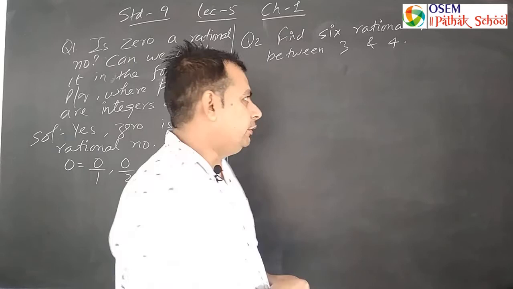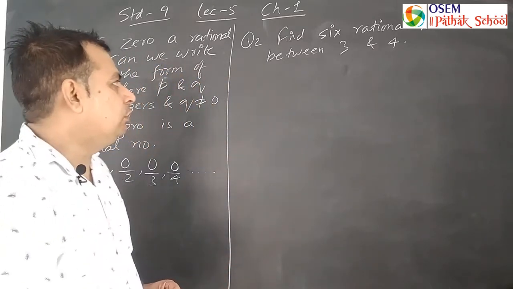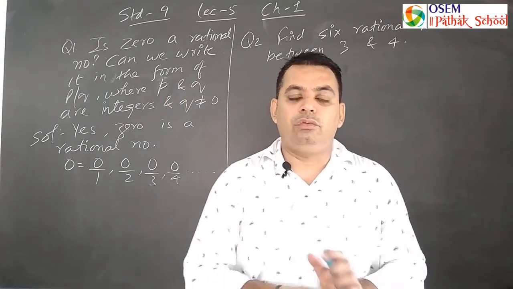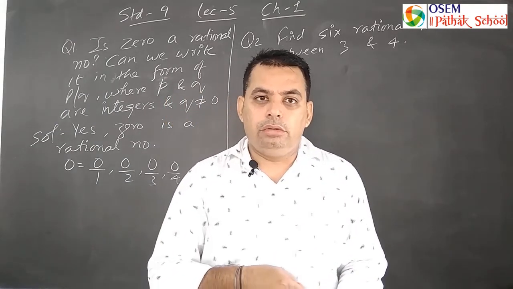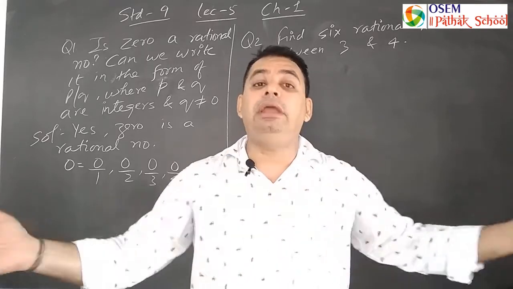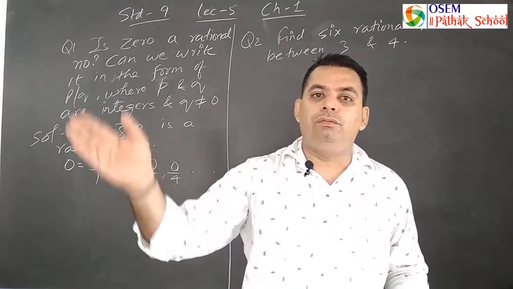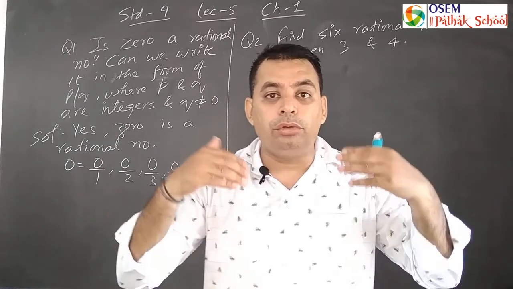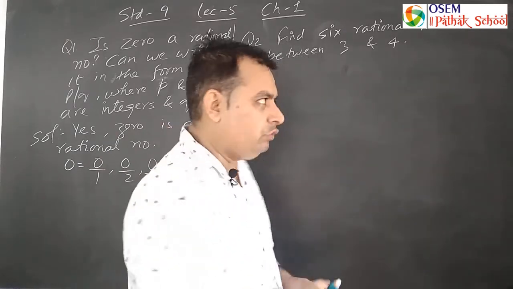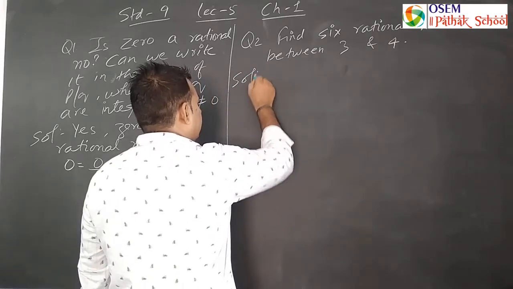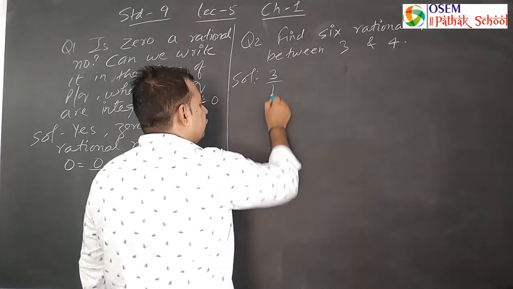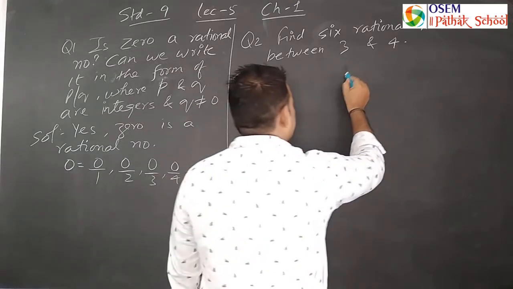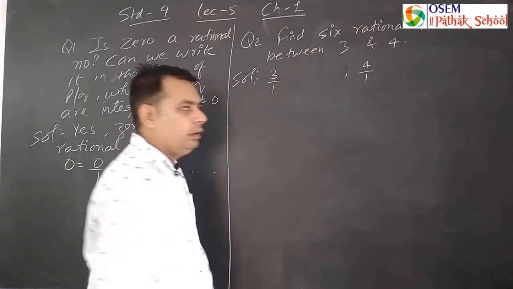Now another question is over here. Find 6 rational numbers between 3 and 4. Whenever you are asked to find 6 rational numbers, there can be infinitely many answers. Between 3 and 4 there can be many answers and your answers may vary from your friend's. I am solving the question. Suppose the solution is over here. 3 can be written as 3 by 1. 4 can be written as 4 by 1.